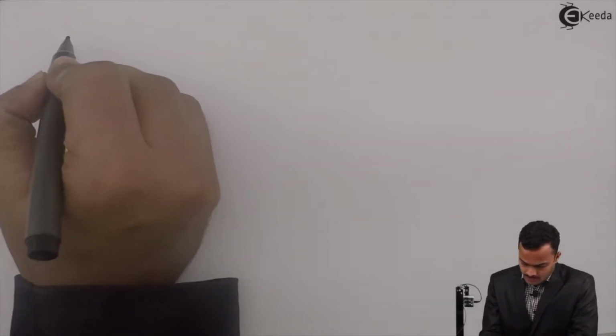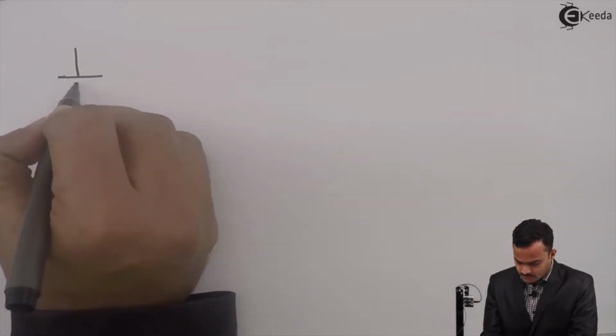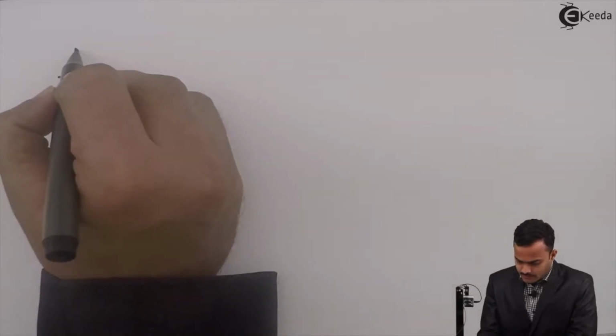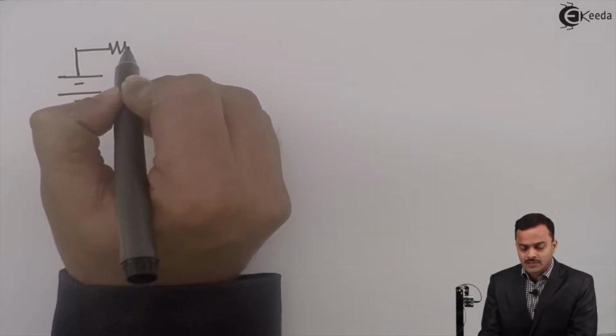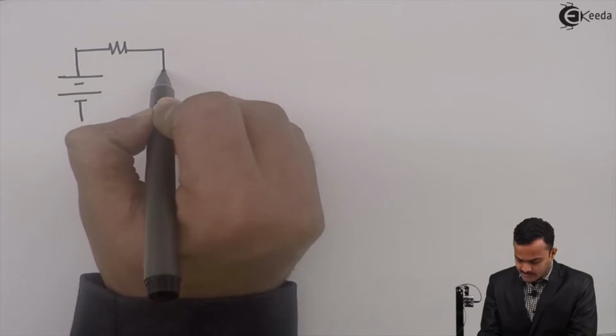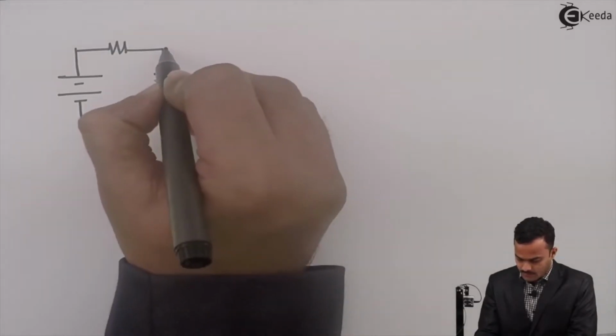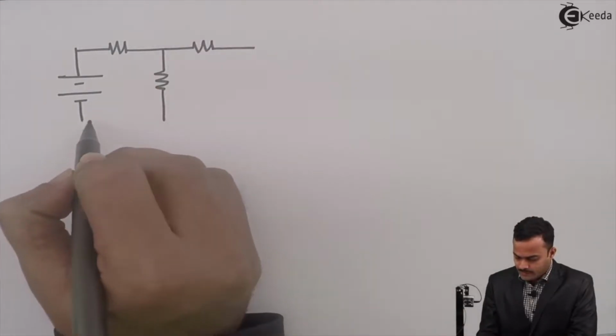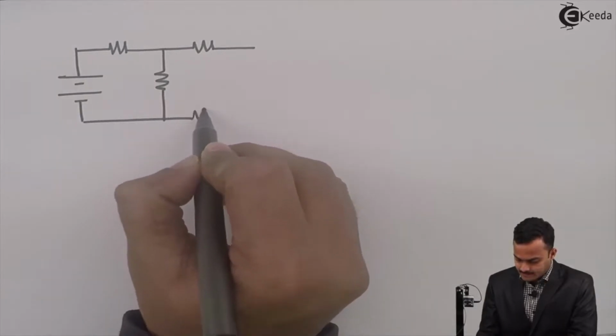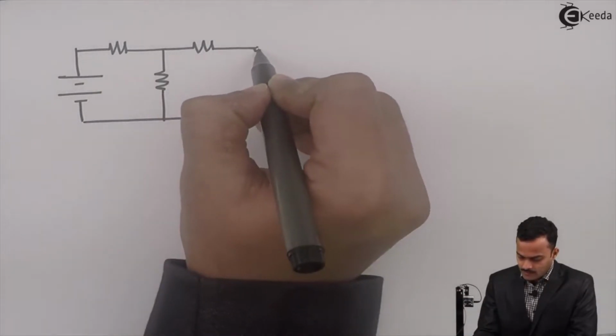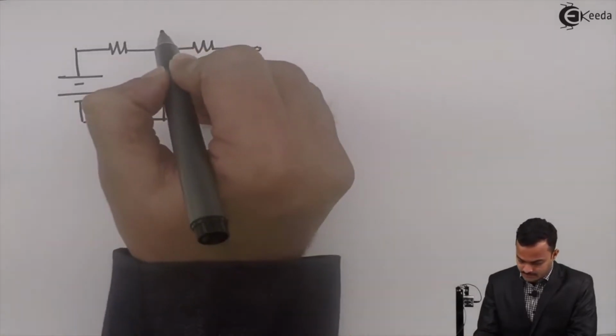In this video, we are going to solve a problem based on Norton's theorem. So let's see what the problem is all about. Here I am drawing a circuit having a voltage source. One resistance is connected in series with this voltage source. One more resistance I am considering. Further, two more resistances are connected like this, and we have one current source.